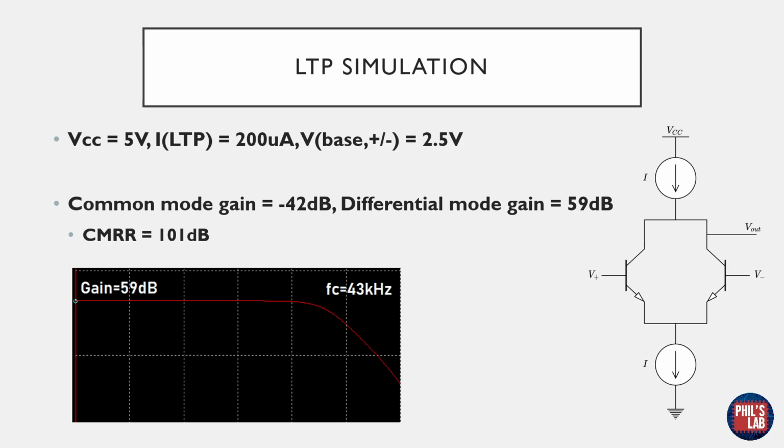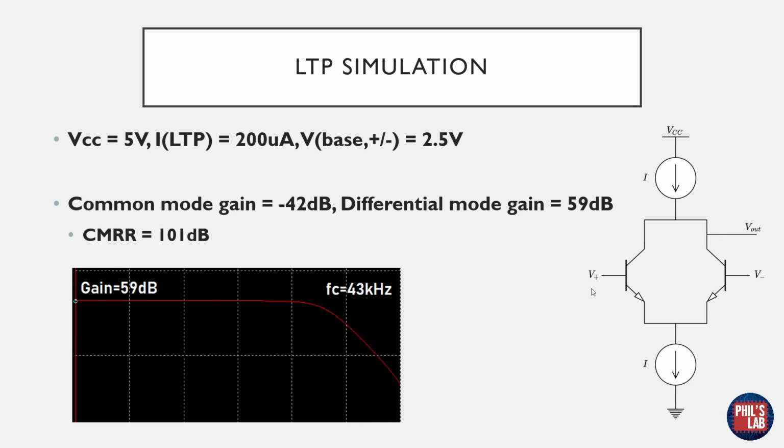I've taken that design you just saw and put it into a SPICE simulator. I've chosen VCC to be 5 volts, and that gives me a long-tailed pair current of about 200 microamps. For the simulation, I've simply biased both of these bases to half the supply voltage, and that then is 2.5 volts. By applying a common mode signal, so V plus and V minus the same, I got a common mode gain of minus 42 dB.